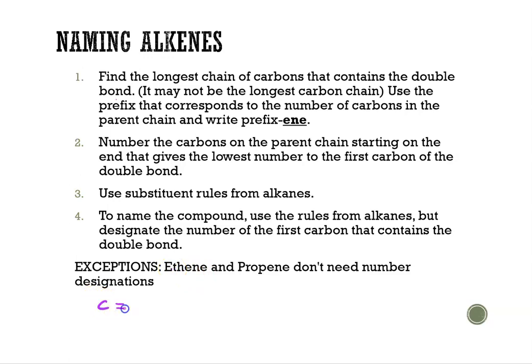They don't need number designations because with ethene you can only put the double bond in between the two carbons, so there's nowhere else for it to go. I guess I should probably finish drawing this. Since there's nowhere else for it to go, there's no need for a designation. And then the same thing with propene. It's got 3 carbons. So if you write the double bond going this way, it's on the first carbon. If you write the double bond going that way, it's on the first carbon, so it doesn't really matter how you write it. There's only one possibility. So those are the only 2 that don't need number designations.